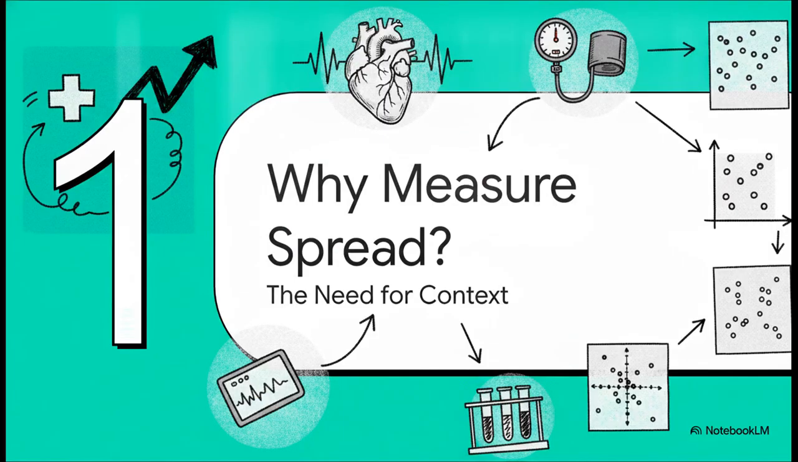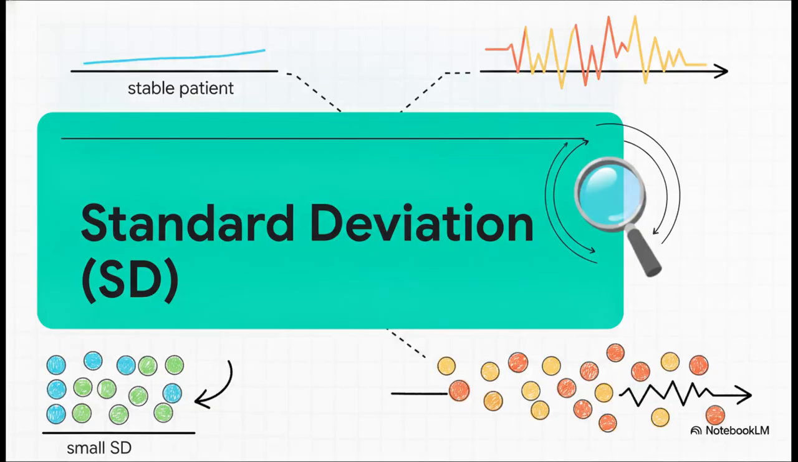All right, Section 1. Why measure data spread? The clinical need for context. Let's ground this in reality, right? As medical students and junior doctors, you are drowning in patient data daily. Heart rates, blood pressures, lab panels, the whole shebang. But knowing just the average of those numbers, it's really not enough. You need context. You absolutely must know how reliably consistent those numbers are.